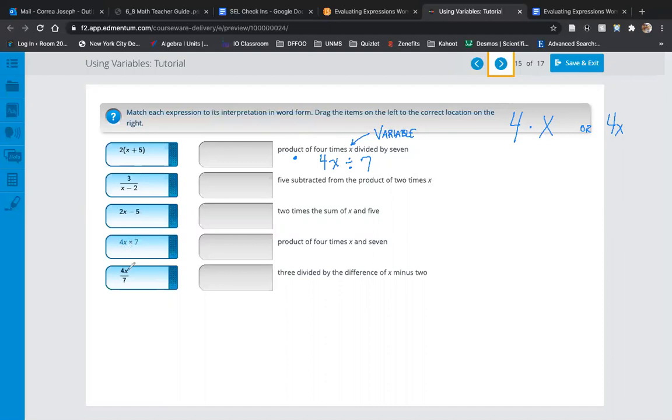Okay, good, Jaden. Over here I see another 4 times an x. So this is 4 times x multiplied by 7, right? This one has no division in it. This one here, this is a fraction. Only thing that you always have to remember is that fractions you can read 2 ways. You can say 4x over 7, or you can say 4x divided by 7. So fractions mean division, all right? Try to remember that. So that means that this one here would end up going here.